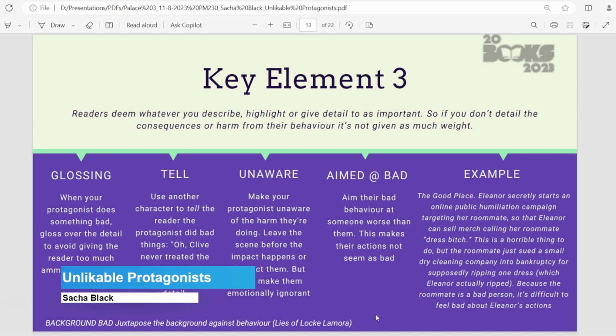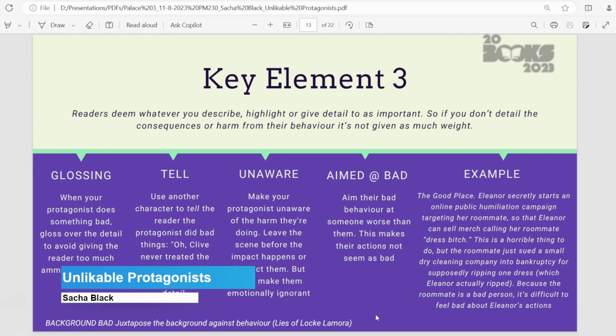And a good example, who's watched The Good Place? Okay, cool. So do you remember when Eleanor's roommate was doing the whole campaign with the dry cleaner or whatever it was? Yeah. I'm just going to read it because I can't remember the exact details. So Eleanor secretly starts an online public humiliation campaign targeting her roommate so that Eleanor can sell merch calling her roommate dress bitch. This is a horrible thing to do. However, the roommate had just sued a small dry cleaning company into bankruptcy for supposedly ripping just one dress, which actually Eleanor ripped. But because the roommate is a bad person, we justify Eleanor's behavior. And we don't actually think it's that bad because, you know, roommate deserved it. I don't know who's got the moral grayness here, but I agree with Eleanor. Okay.